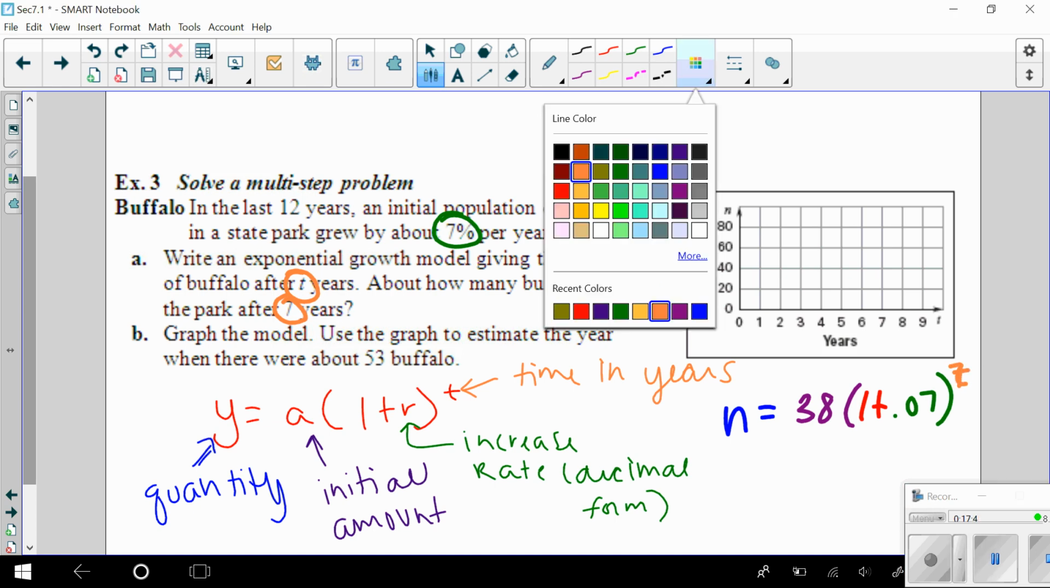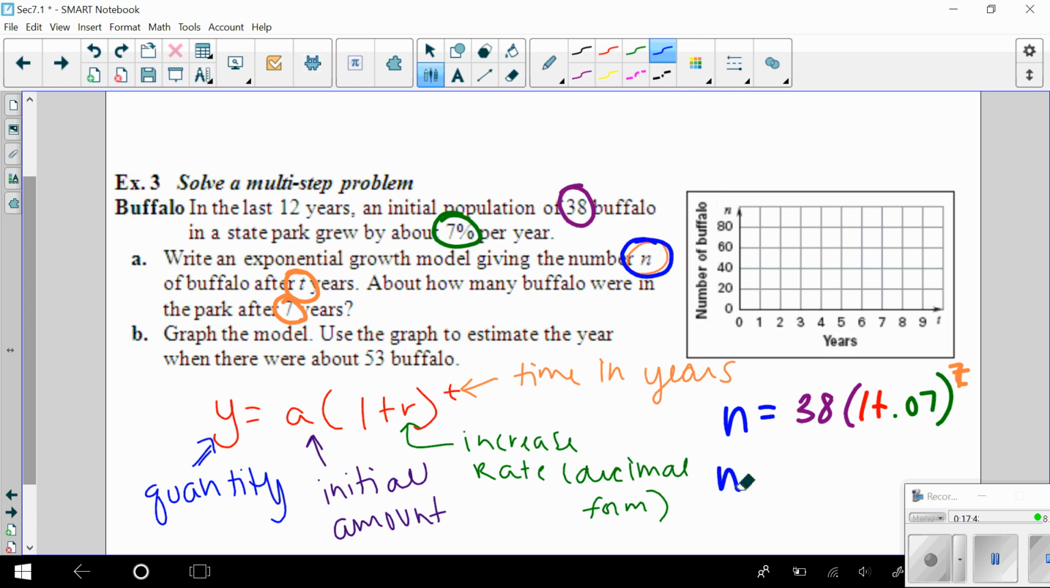So if you compute this out, you're going to get n is approximately equal to 61 buffalo, and that's at 7 years. So let's plot that point just right almost at about 60, just a little bit above. And then in order to actually graph this model, we're going to need a couple more values. So we can make a table of x and y values.